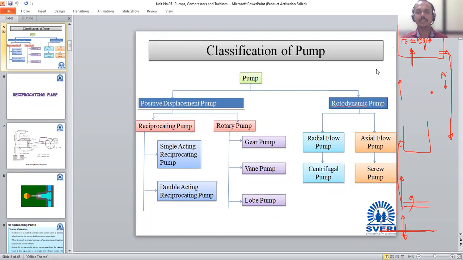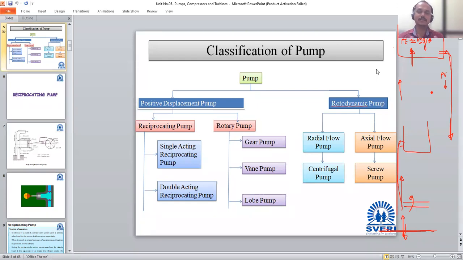Then the second one is the rotary pump. Under the rotary pump: gear pump, vane pump, lobe pump. These are the classifications of rotary pumps. Then in the rotodynamic pump, there are again two types. First one is the radial flow pump, and next is the centrifugal pump. On the other side, axial flow pump and screw pump.